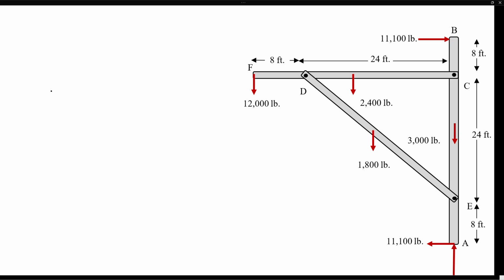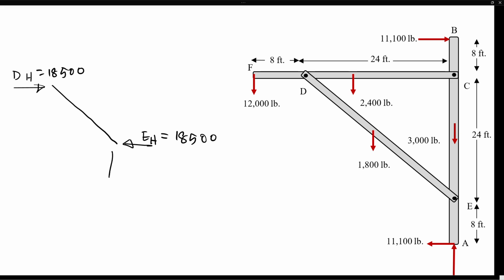So right here, the DE member. If we redraw that, we found that DH was 18,500, and then here we got the EH in this direction, the horizontal component 18,500, and then the vertical component at E was in the upward direction, 19,400, and then the vertical component at D of the DE member was in the downward direction, which was 17,600, and the weight was also downward as well.